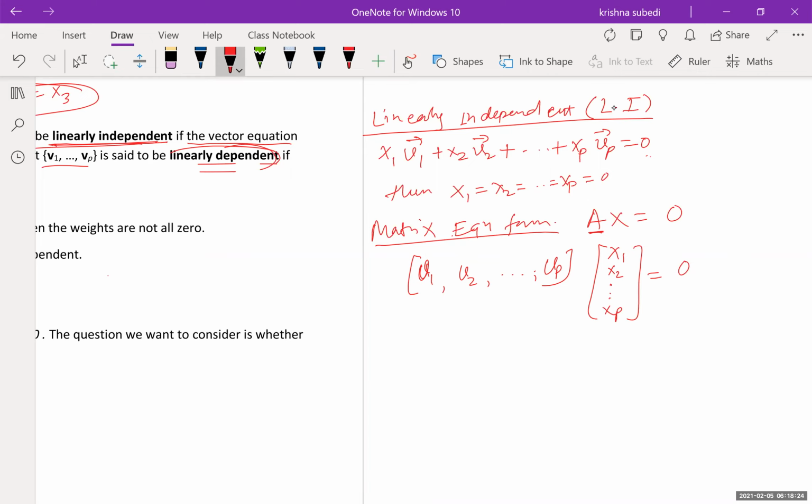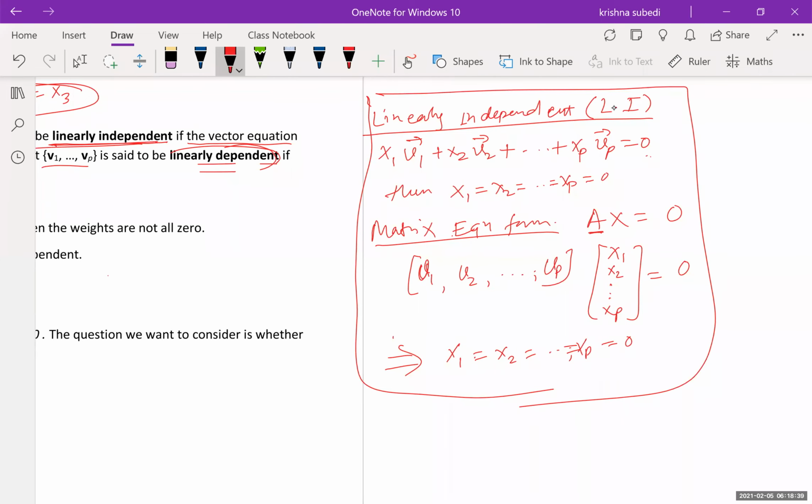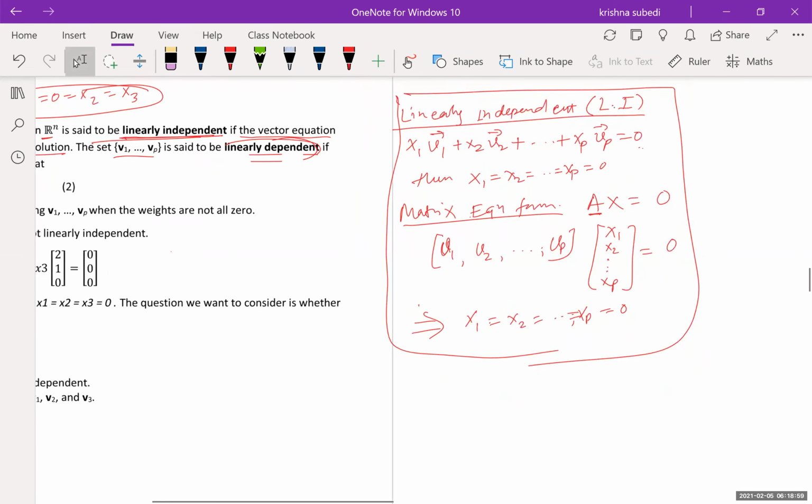This system has x1, x2, all the way up to xp equal to 0 in matrix notation. So this is how we define linearly independent vectors. If some of the weights, some of the scalars, are not 0, then we call it linearly dependent. In other words, if the vectors are not linearly independent, then they are linearly dependent.